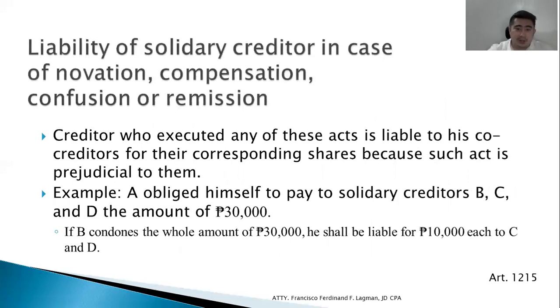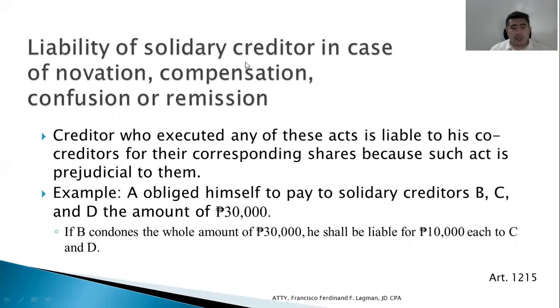So liability of a solidary creditor in case of novation, compensation, confusion, or remission. So class, itong novation, compensation, confusion, or remission, these are modes of extinguishment of obligations. We will discuss more about that later on. So novation, paggawa ng bagong agreement. Okay? Compensation, parang may utang kayo sa isa't isa, no? Tapos confusion, ano yan, parang the debtor and the creditor become one person. No? We will discuss more about that later on. Remission, ito yung condonation. Okay?